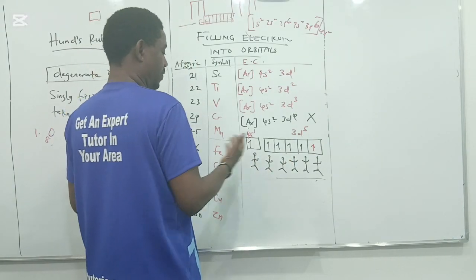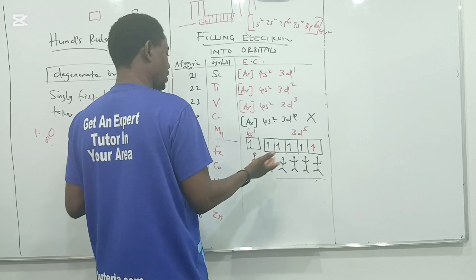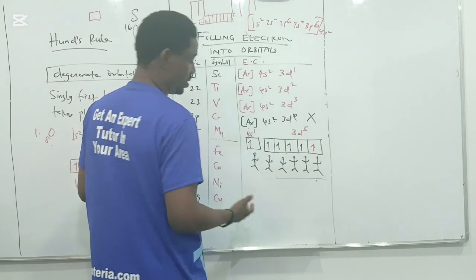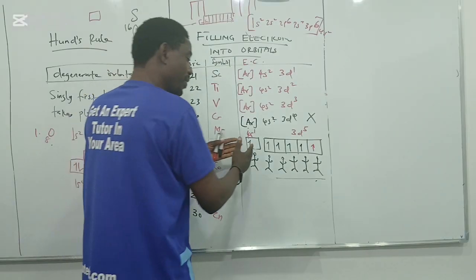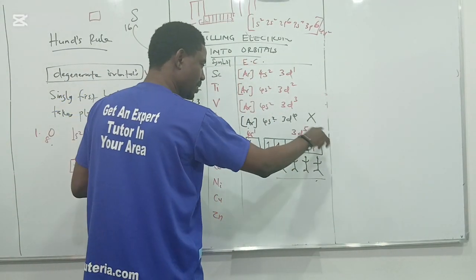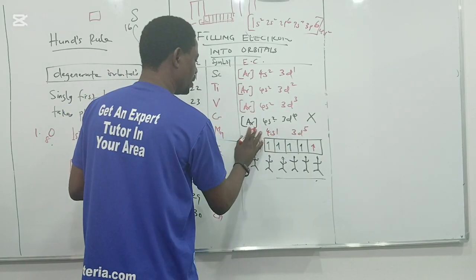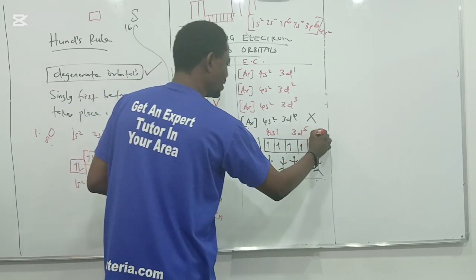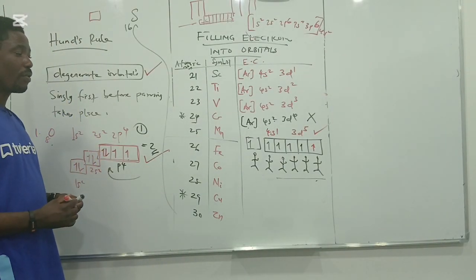For example, if you have 1 more million and you still want to continue to give them as you have it, it's not possible for all of them to be the same. But this arrangement makes it possible for everybody to be happy. That is why I wanted to write it. This is wrong, but that is 4s1 3d5. So this is the right electronic configuration for what? For chromium.